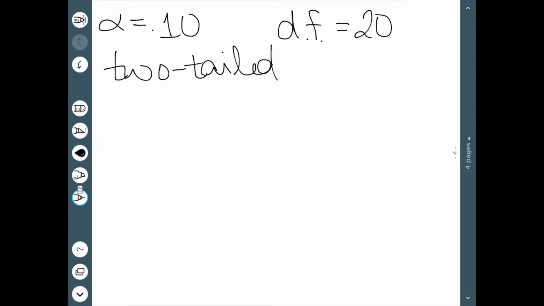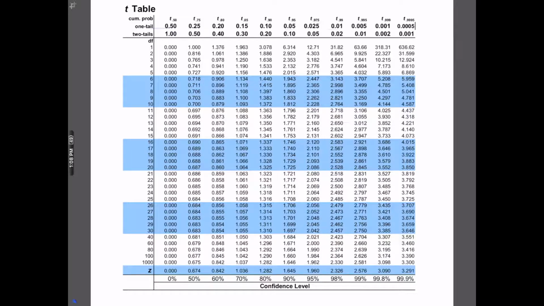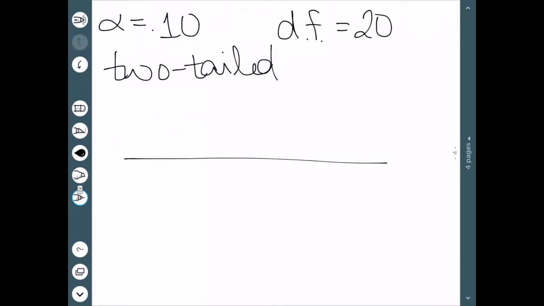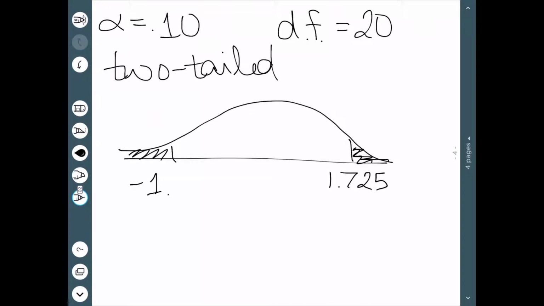As our last example, let's let alpha equal 0.1 with 20 degrees of freedom and a two-tailed test. Looking at our table, we're now going to look down the two-tails row since we have a two-tailed test. We go to alpha equal to 0.1, and we had 20 degrees of freedom. So down to 20 to get 1.725. When I draw the picture for the two-tailed test, 1.725 corresponds to the critical value on the right. The one on the left is going to be negative 1.725.